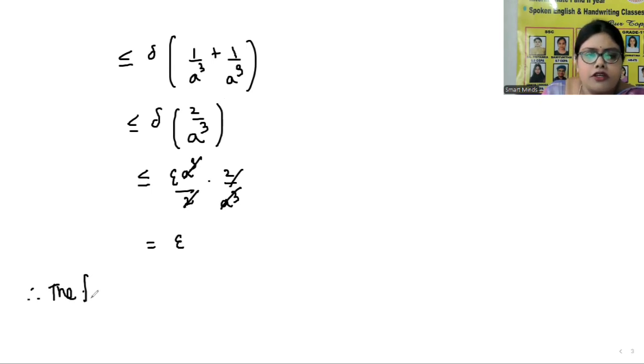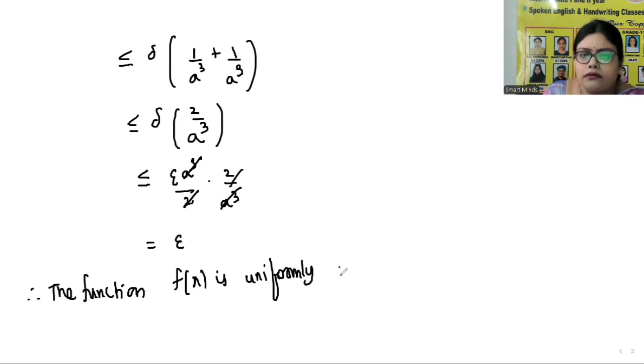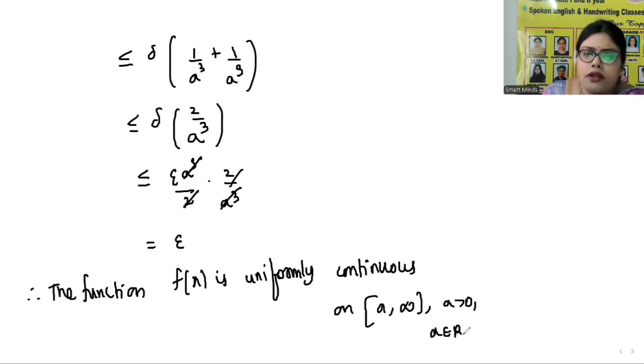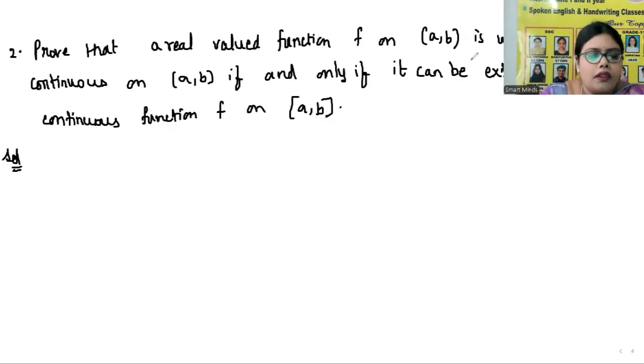Therefore, the function f of x is uniformly continuous on [a, infinity), where a is greater than 0 and a belongs to R. Take the next question. This is also important.